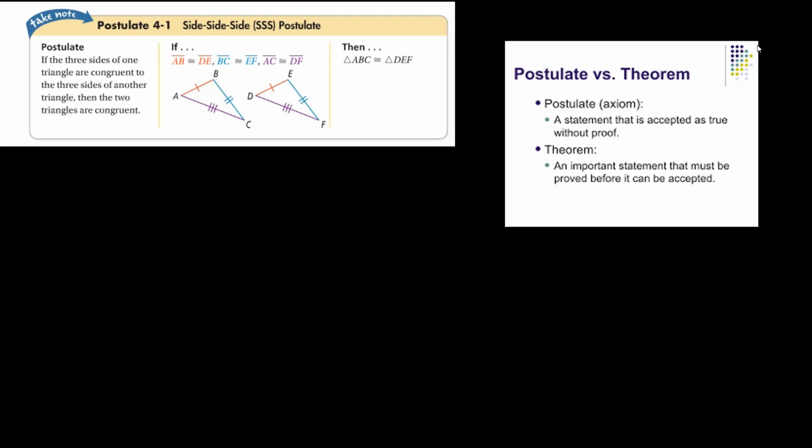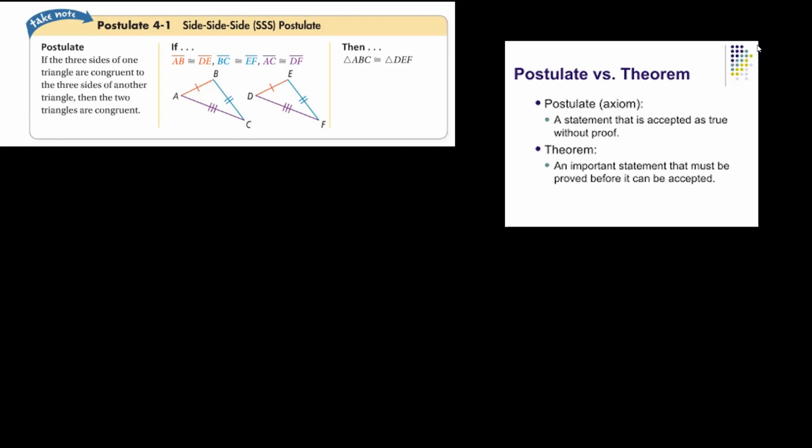Do you remember the first theorem that we talked about? What was the name of my first theorem? The third angle theorem. This was my first theorem, where we said that if we have two angles congruent, the third one will be congruent too. This is a theorem. Now we'll talk about a postulate.